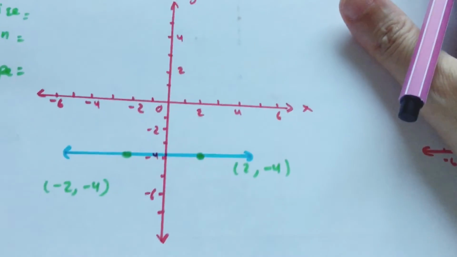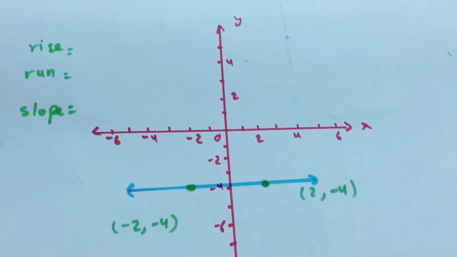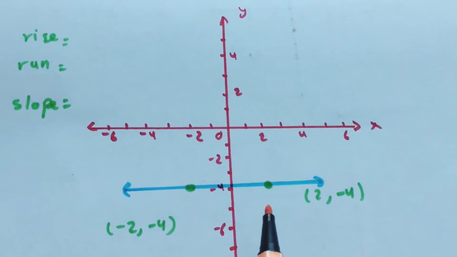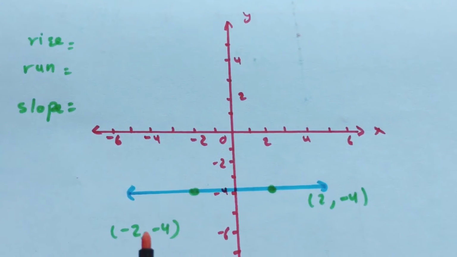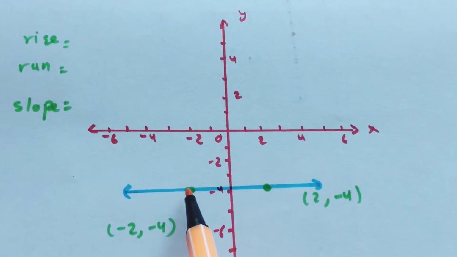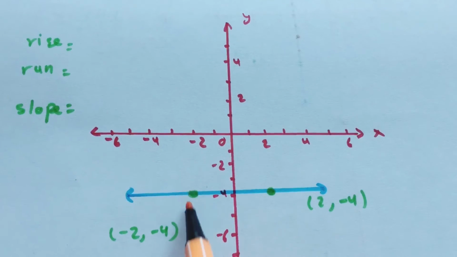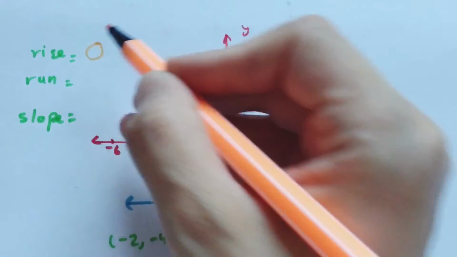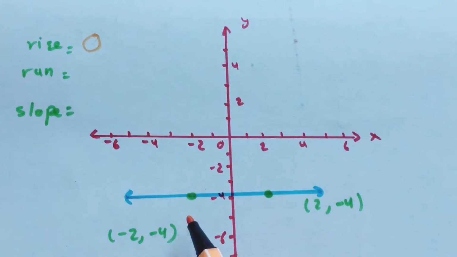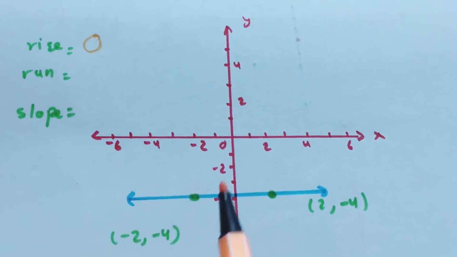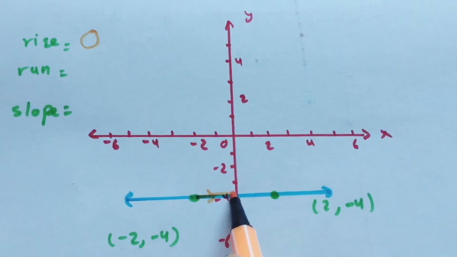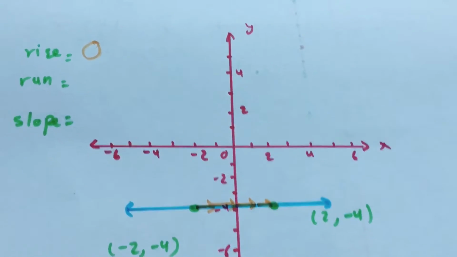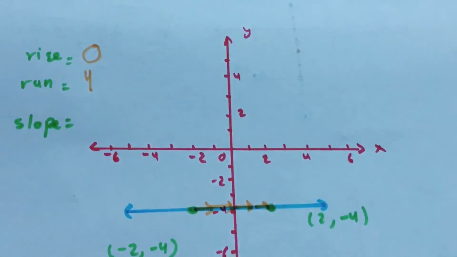Let's see another example, which is the line here. I can see the line here is a horizontal line. Let's see how the slope will be. Now let's see the rise. Can I go up or down to go to this point? No. So the rise is 0 because I'm not going up and I'm not going down. The run, let's see the run. 1, 2, 3, 4. So it is 4 to the right.